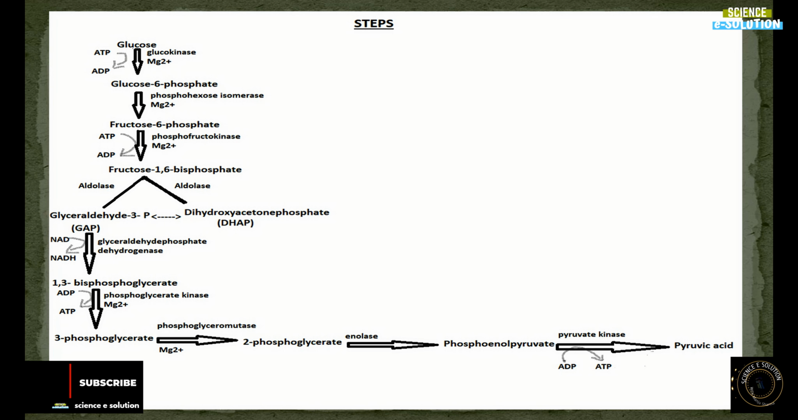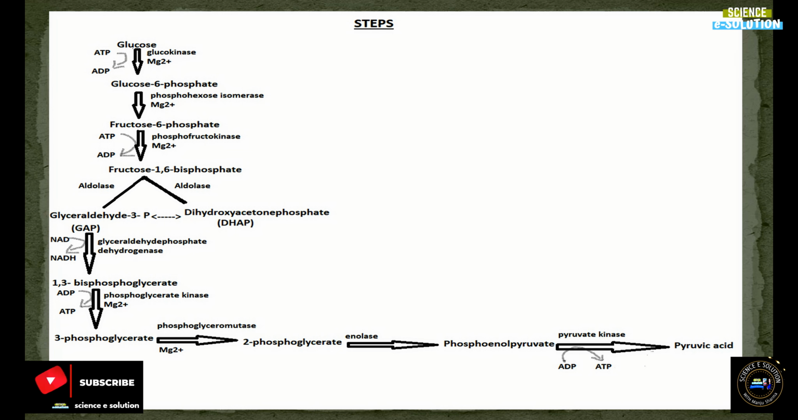And then this fructose 1,6-bisphosphate undergoes splitting into two 3-carbon molecules. One is glyceraldehyde 3-phosphate, which enters into the second phase of glycolysis, and the other is dihydroxyacetone phosphate, which cannot directly enter into the second phase, but gets converted, as you can see, they are reversible. So dihydroxyacetone phosphate gets converted into glyceraldehyde 3-phosphate, and then the glyceraldehyde 3-phosphate enters into the reaction.